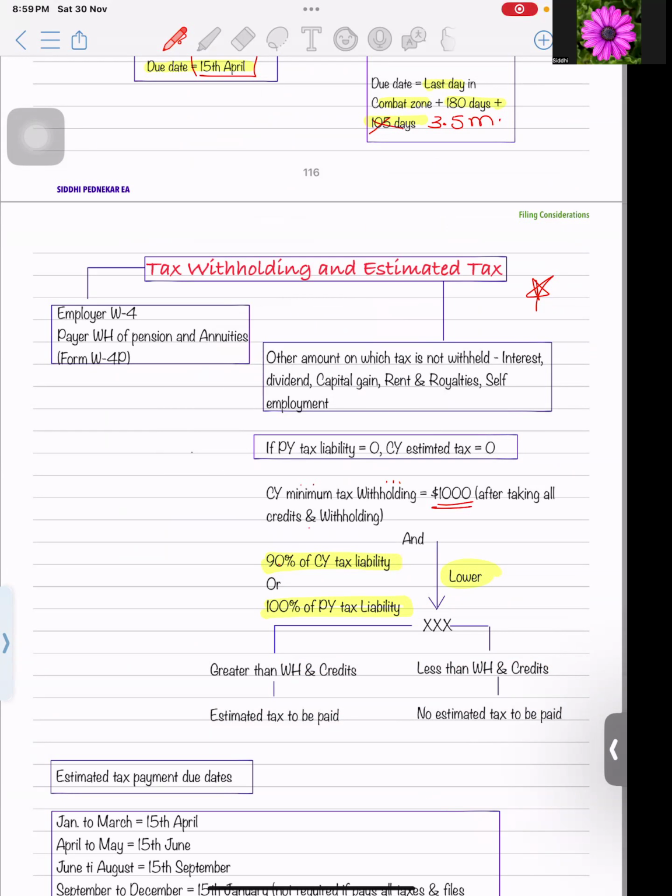So make sure to remember this: minimum $1,000 is the amount for which you have to pay the estimated tax. If your tax liability is minimum $1,000, then you have to pay the estimated tax. It is straight away 90% of your current tax liability or 100% of the previous tax liability.